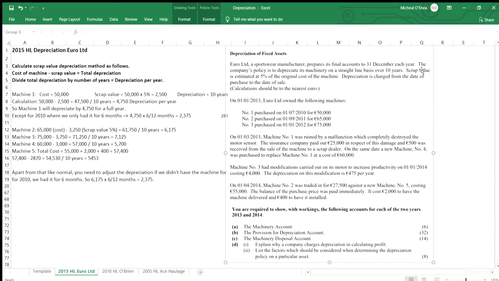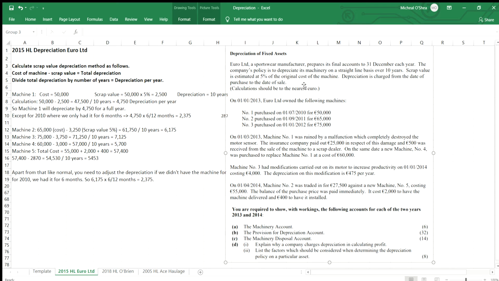So scrap value is estimated at 5% of the original cost of the machine. So obviously it's a company that are using machines. They expect to get 10 years out of the machine, and after that they expect the machine to be more or less worth nothing. And they'll sell it for parts or sell it for whatever. It'll basically have its scrap value.